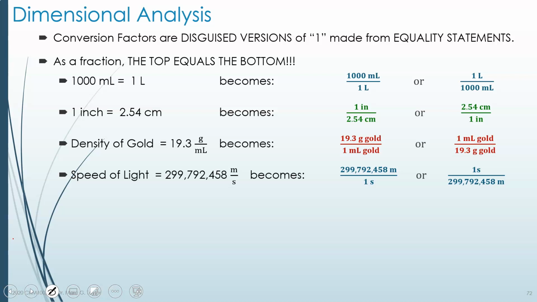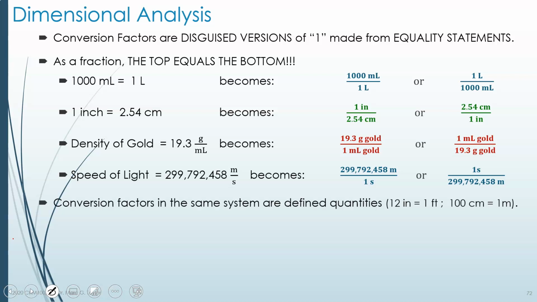And you can do this kind of split of conversion anytime you see a unit of something divided by another unit. Conversion factors within the same system are almost always defined quantities. 12 inches equals a foot. 100 centimeters equals 1 meter. 1,000 millimeters equals 1 meter. 1,000 meters equals 1 kilometer. Another English system one would be 3 feet equals 1 yard. Those are all exact because they're within one system, imperial to imperial or metric to metric.